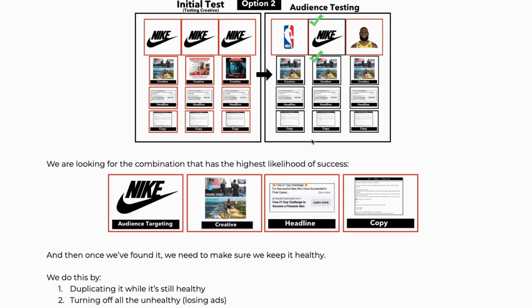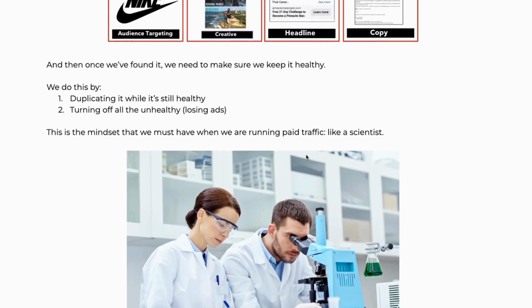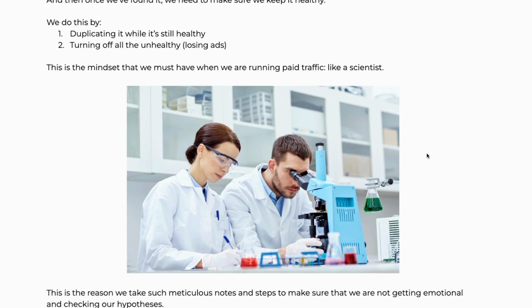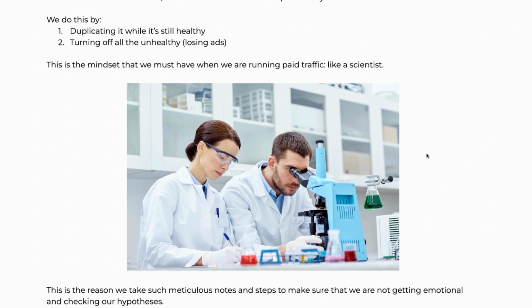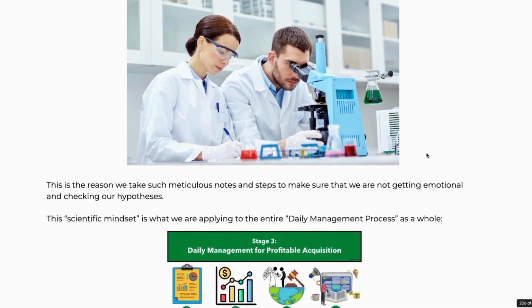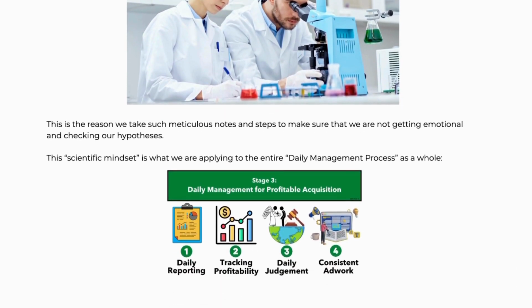So we have this ecosystem inside of our ads manager that is healthy at all times. This is the mindset that we must have when we are running paid traffic, which is that we've got to be like a scientist, right? This is the reason why we've got to be meticulous in the notes and the steps that we take, so that we're not getting emotional. We're actually checking our hypotheses. We're actually testing what we've got to do, right? This scientific mindset is what we are applying to the entire daily management process as a whole, not just daily judgment day, but also when we talk about tracking profitability, daily reporting, consistent ad work. Applying that mindset of being that scientist is so very important.